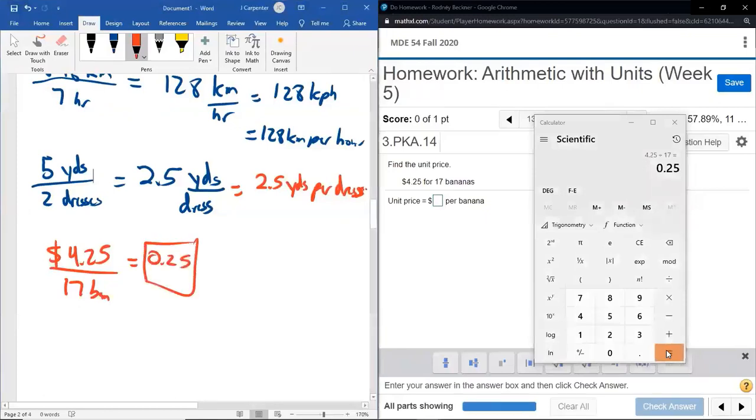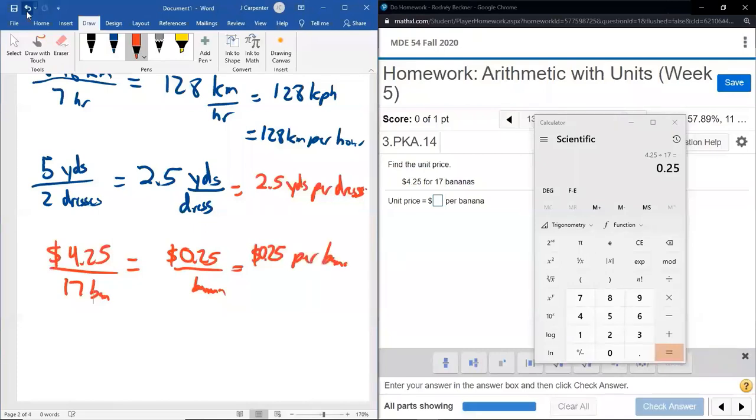So 0.25 is the answer, right? Nope. It's $0.25, aka 25 cents per banana. And again, you might want to write it that way, but you're never going to type that in my math lab as a homework, quiz, or test answer. So I kind of prefer it this way, $0.25 or 25 cents per banana. Or it actually looks better with a slash that way.